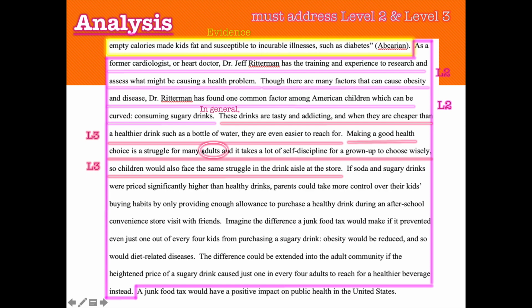But in general, I'm extending this out to adults. Now, this is where I need to make the connection, because when groceries are done for the family, usually it's the adults going to the grocery store and picking up the groceries, and kids don't really have a choice in what kinds of drinks are brought home to their houses.